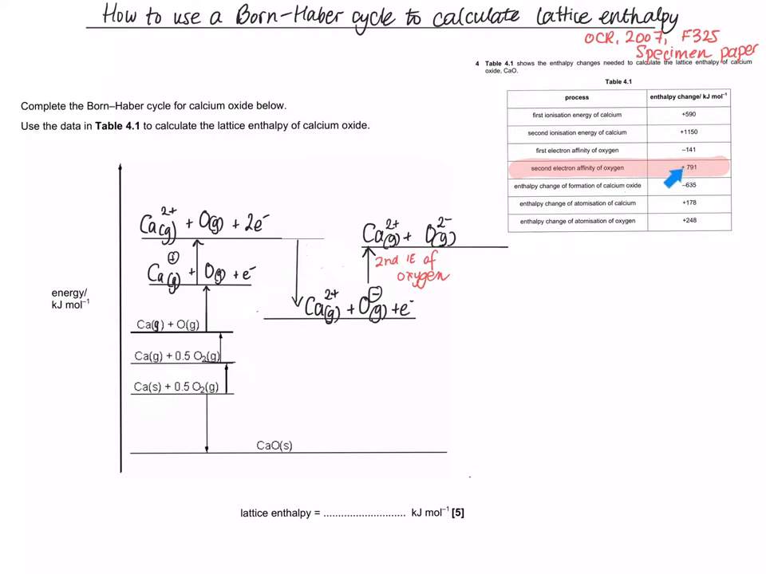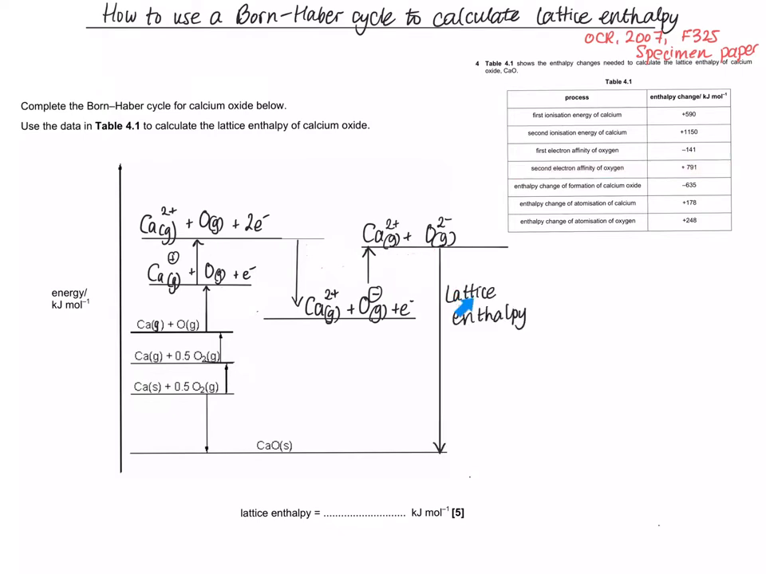And this is plus 791. Because this value is positive, it's endothermic, so the arrow goes up. And this electron sticks onto this oxygen, so it becomes O2 minus. The reason why this is endothermic is because you're trying to push a negative electron onto an already negatively charged O minus ion. Because they are both negatively charged, the two things repel, so you have to put energy into the system to make them go together.